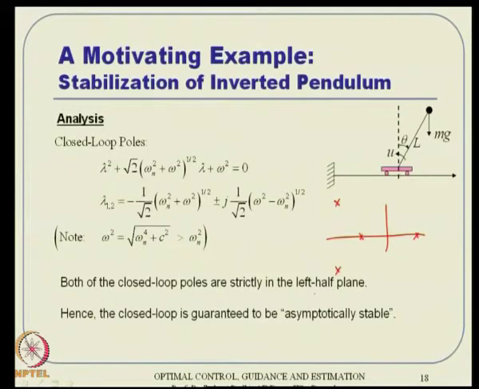Open loop poles were somewhere, this is your sigma and j omega axis. Initially the poles were somewhere like this, and one was unstable, and then these two poles got shifted to this, which both are stable, both are in the left hand side. So, what I am telling here is, hence the closed loop system is guaranteed to be asymptotically stable. That is the message.